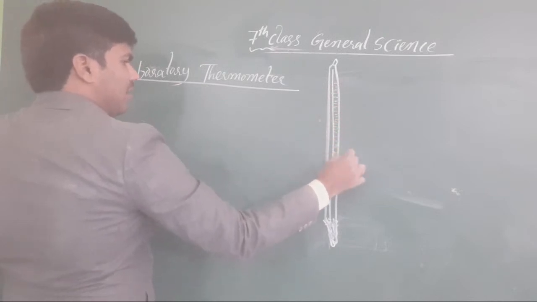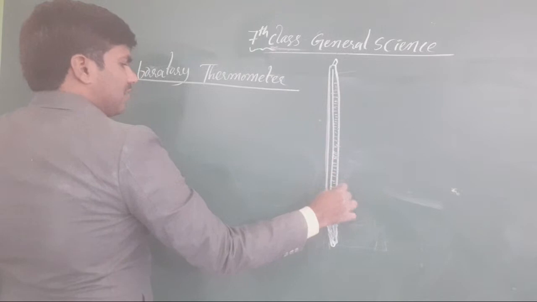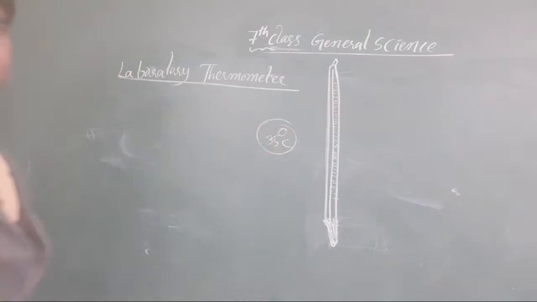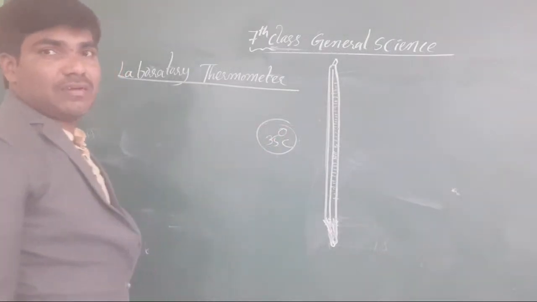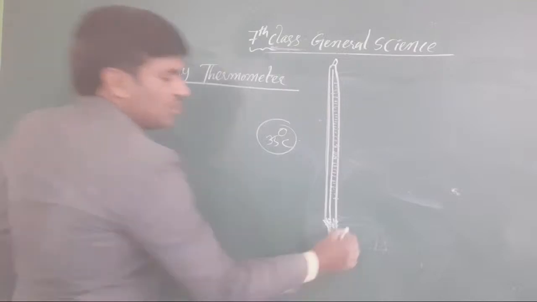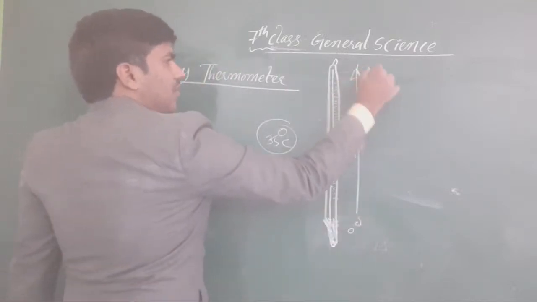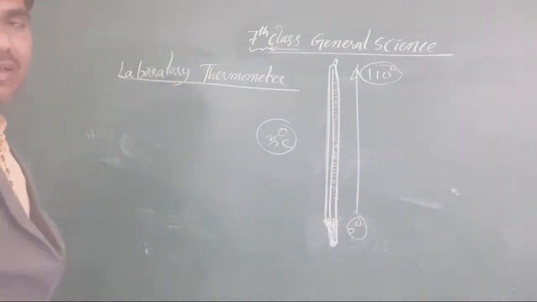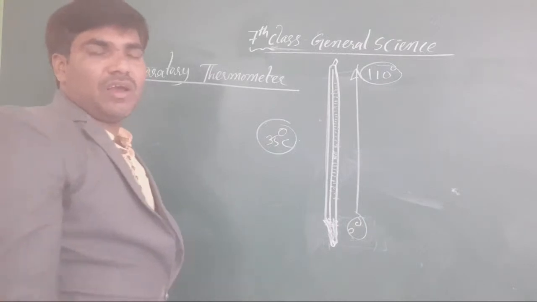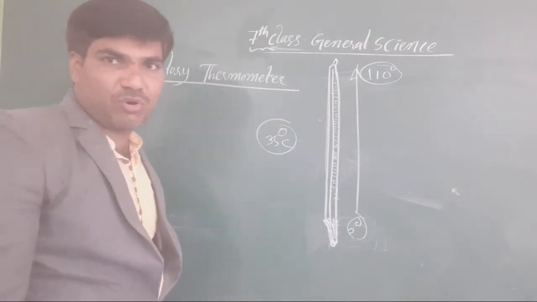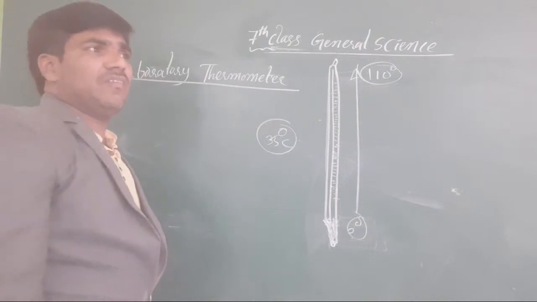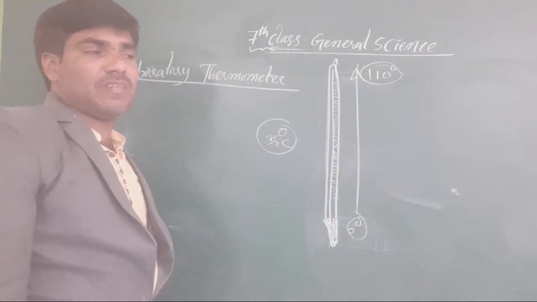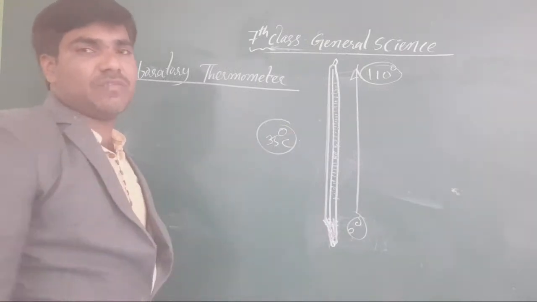It does not start from 35 degrees. In our clinical thermometer, it starts from 35 degrees Celsius only. But here it is not like that. It starts from 0 degrees and ends at 110 degrees. It is measured from 0 to 110 degrees. It measures body temperature as well as atmospheric temperature. Atmospheric temperature means the temperature in the air; whatever the temperature is around that air will be measured.